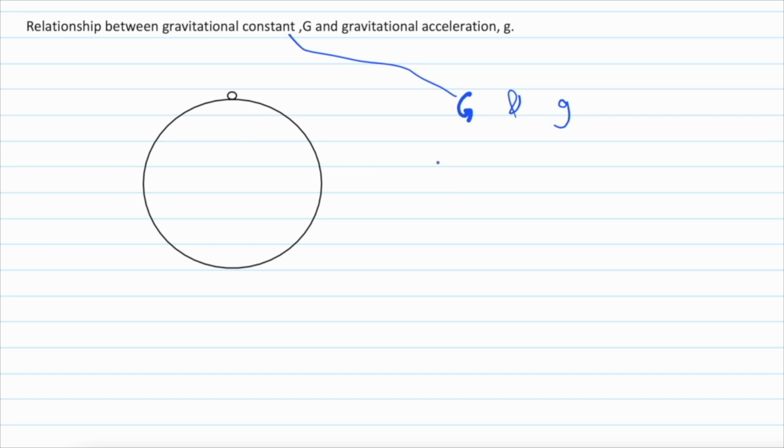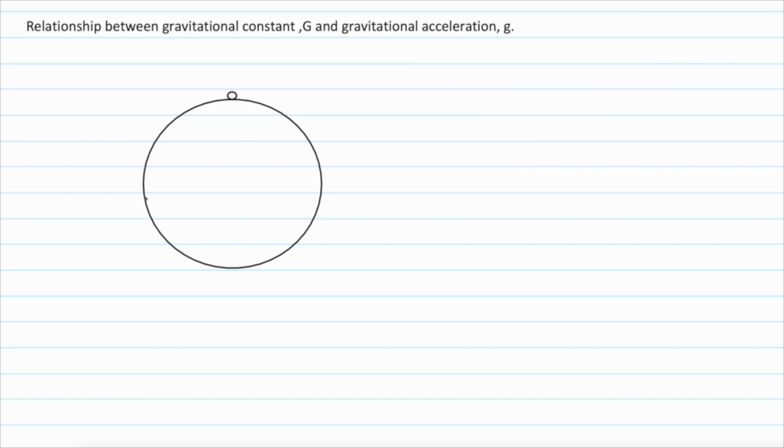Gravitational constant is a constant number, 6.67 times 10 to the power of minus 11. And gravitational acceleration is experienced by every object on Earth, which is what we know as the value of 9.81 meters per second square, if we are talking about Earth. Now, how do we relate the two? The big G, the gravitational constant, and the small g, gravitational acceleration.